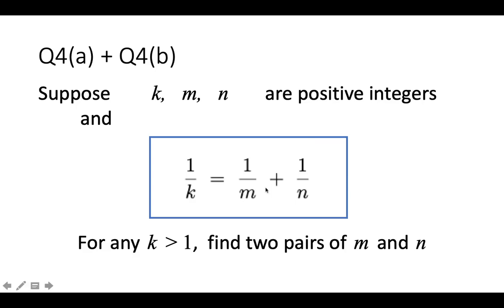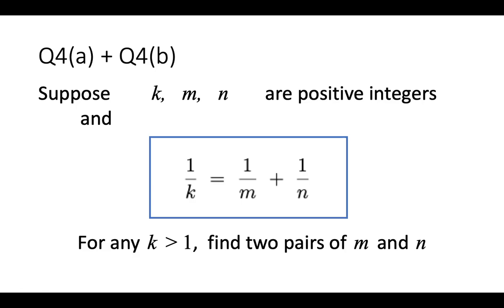Okay, so one of these m, n will be very easy. So this is k, 1 over k. So you can set m and n to be 2k, 2k. So 1 over 2k plus 1 over 2k will add up to 1 over k. So this should be easy. Okay, how about the other case?